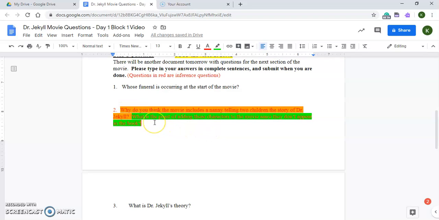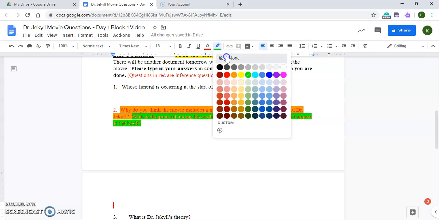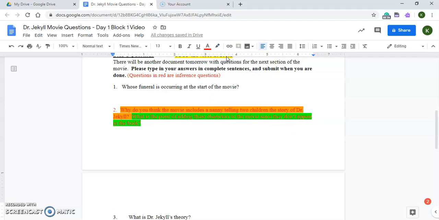So the first part is, why do you think the movie includes a nanny telling two children the story of Dr. Jekyll? The way that I have to approach this is I really have to think about, what do I know about nannies? What do I know about what their job is, what their function is? So, my prior knowledge, I'm just going to write this so you have some information to reference: I know the job of a nanny. What I mean by that is specifically what their purpose is in a house.